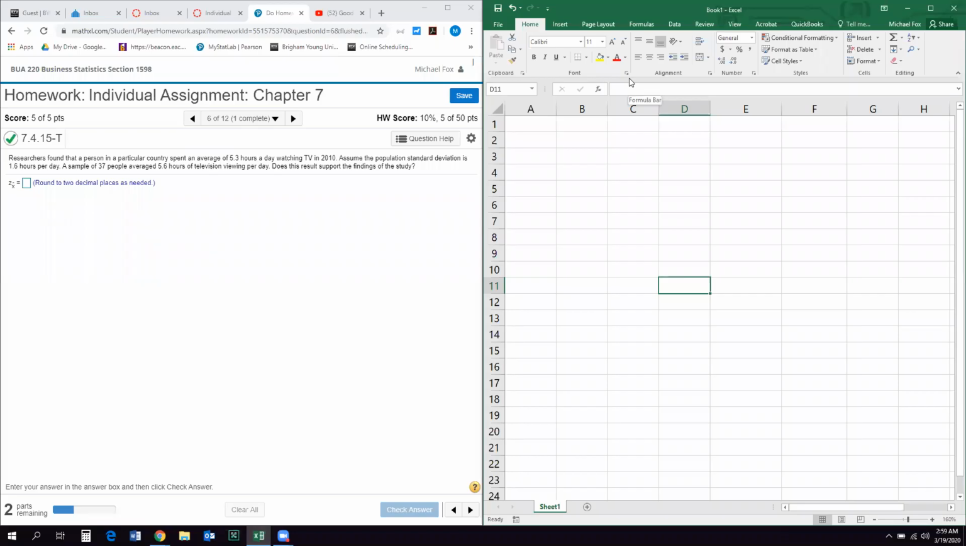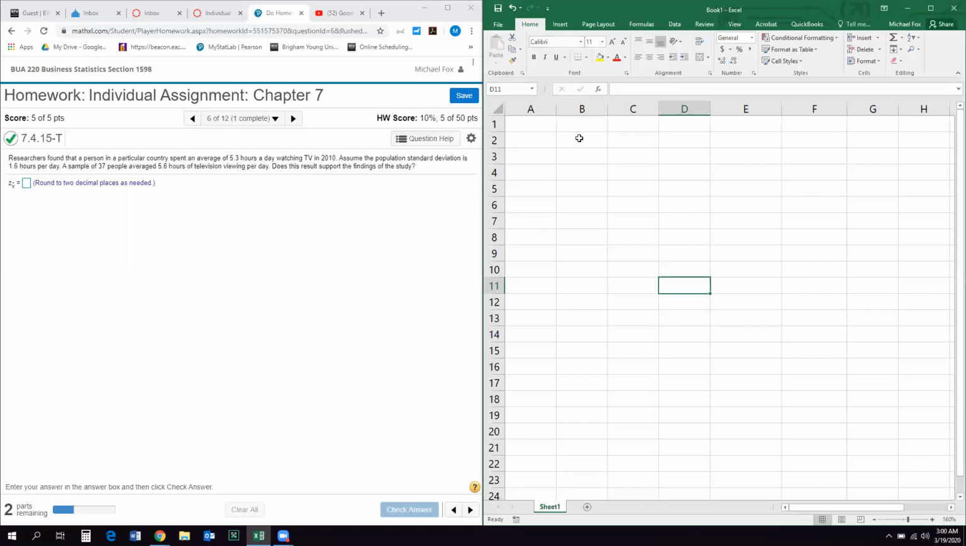Okay, so this is problem 7.4.15, which is number 6 on the Chapter 7 homework. Let me just read it. Researchers found that a person in a particular country spent an average of 5.3 hours a day watching TV. Assume the population standard deviation is 1.6 hours per day. A sample of 37 people averaged 5.6 hours of television viewing per day. Does this result support the findings of the study?